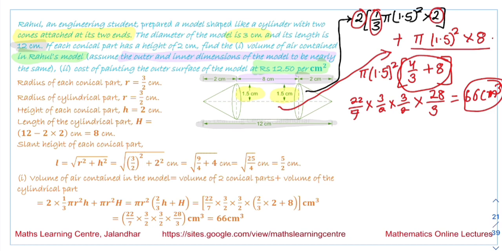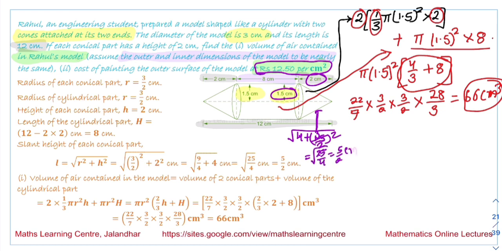Second thing we have to calculate is the cost of painting, which is given as 12.50 rupees per centimeter square. So it means we have to calculate the outer surface area. To calculate the outer surface area of this cone we have to calculate the slant height. Now this radius is 1.5 and this height is 2 centimeter. So the value of slant height will be square root of 4 plus 1.5 square, that is this 1.5 we can write as 3 by 2 square, and it comes out to be 9 by 4, and the value comes out to be square root of 25 by 4, that is equal to 5 by 2 centimeter. This is the slant height.